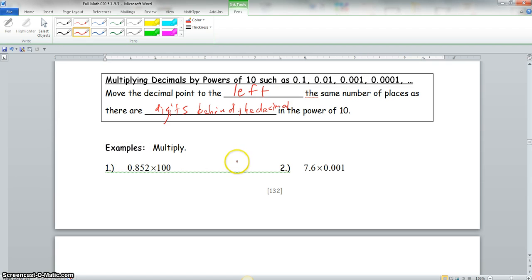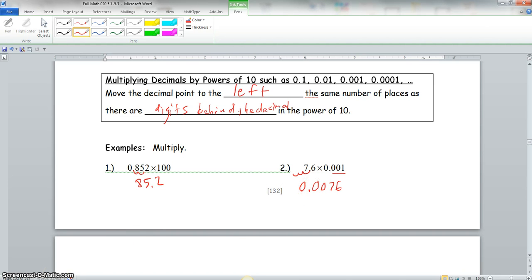Now we have 2 examples here. We want to multiply. We have 0.852 times 100. This is multiplied by 100, so we move this 2 places to the right, and it'll be 85.2. Now we have 7.6 times 0.001. Now we add 3 digits behind the decimal, so we move this decimal to the left 3 places. So we will have 2 zeros, 76, a decimal in front of that 0, and another 0.